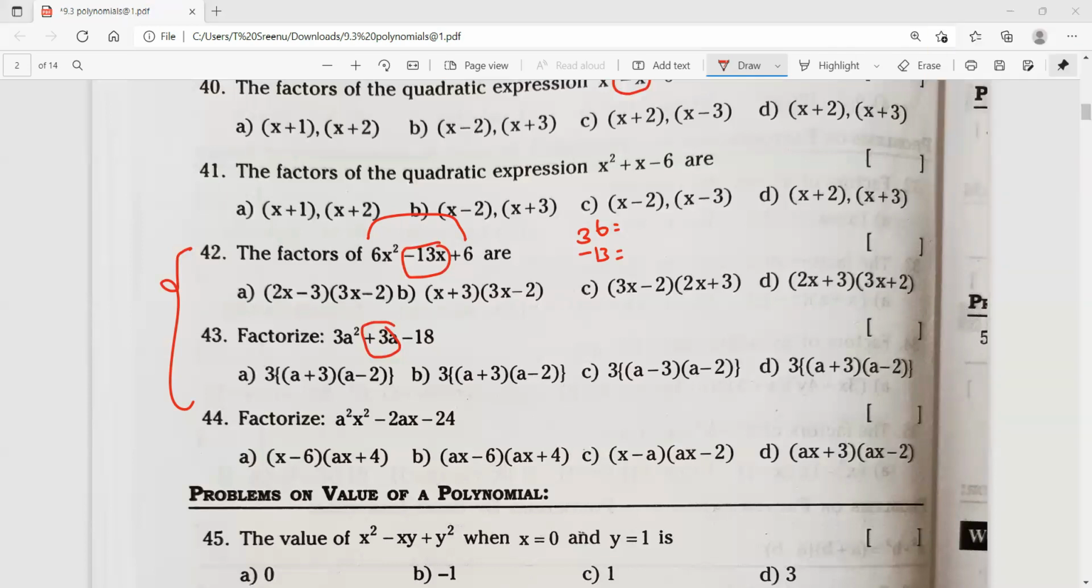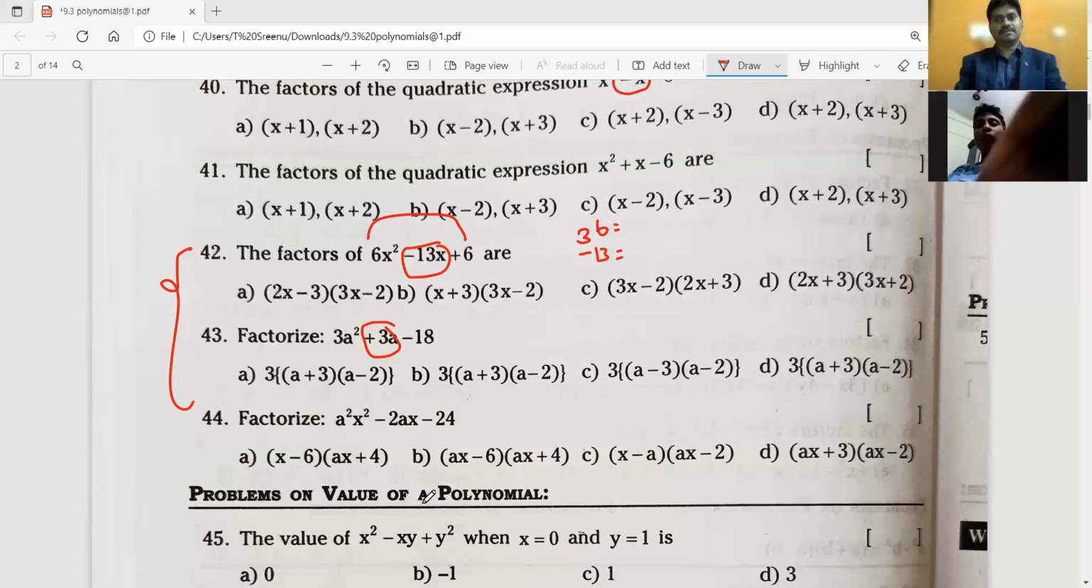Akansh, what happened? 42nd one, yes, sir. What are the factors? 42nd one, sir. 2x minus 3 of 3x plus 3x minus 2. You are multiplying, I think. So, right? No, sir. Minus 9, minus 4 you will take. Minus 9, minus 4. Okay, now?